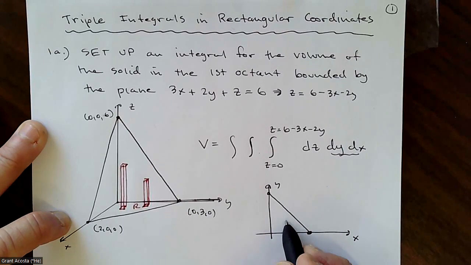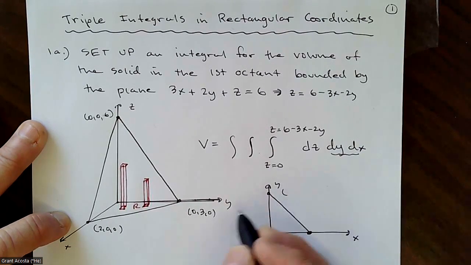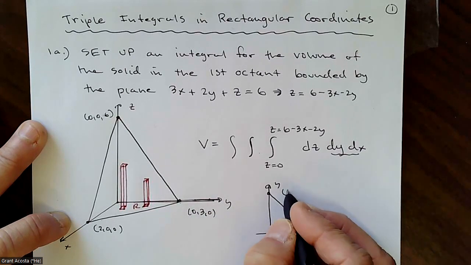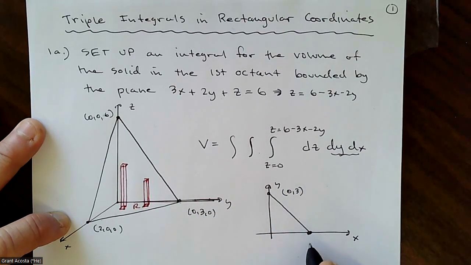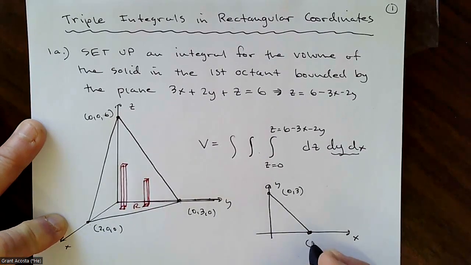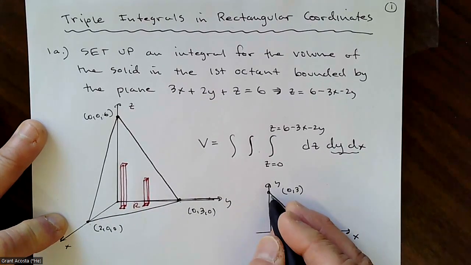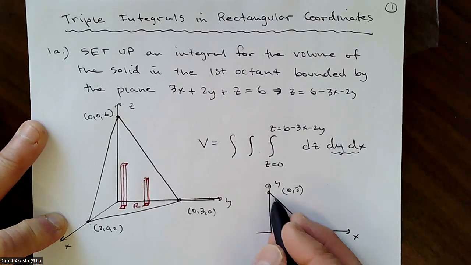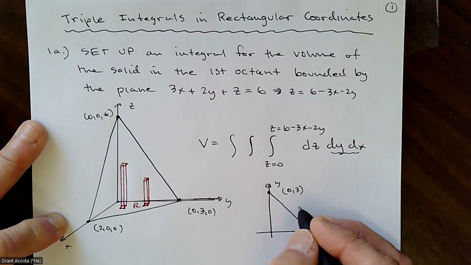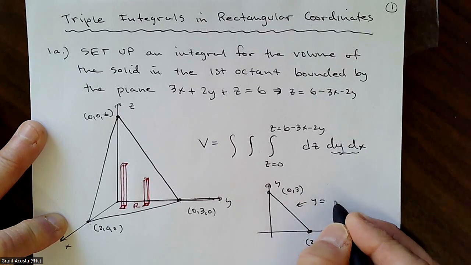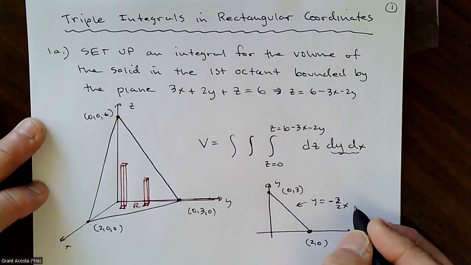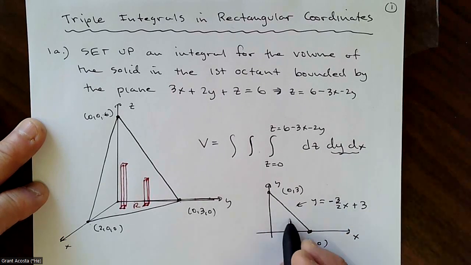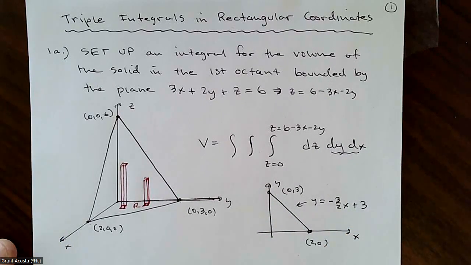There's a couple of ways to describe this. You can write the equation of this line, because notice this intersects the y-axis at 3 and the x-axis at 2. So it's a line with a slope of -3/2 and a y-intercept of 3. You could write the equation as y equals -3/2 x plus 3.